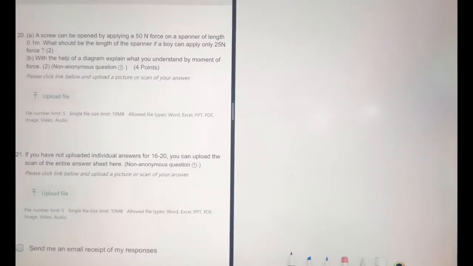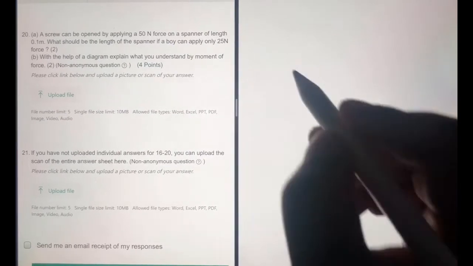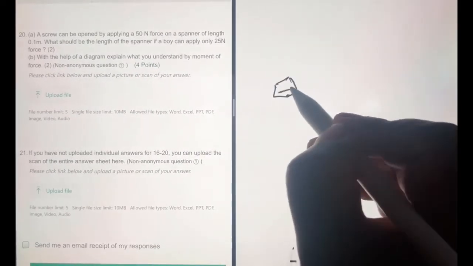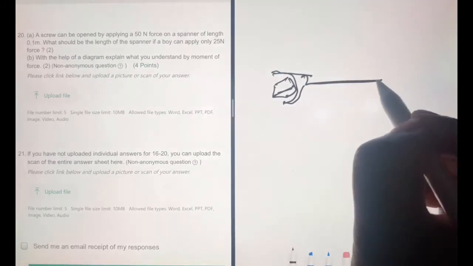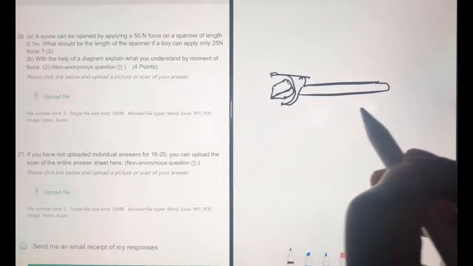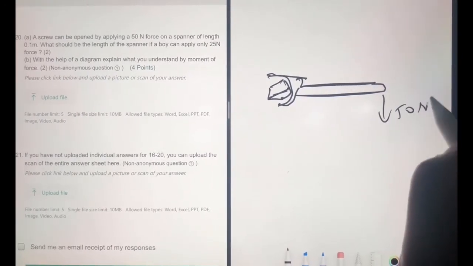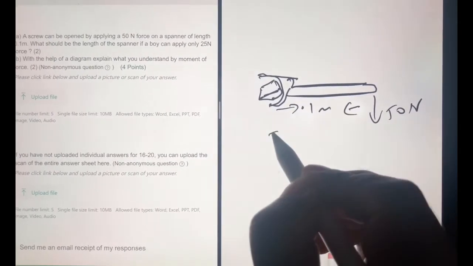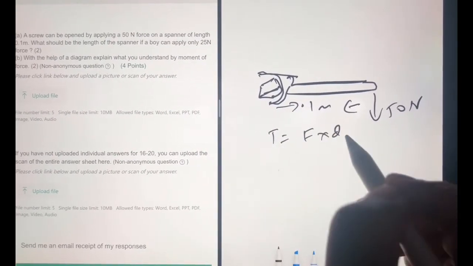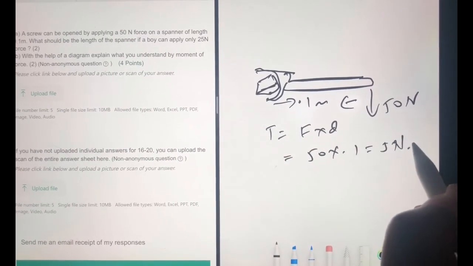A screw can be opened by applying a 50 Newton force on a spanner of length 0.1 meters. So this is your screw and say this is your spanner. So you are applying a force of 50 Newton on a spanner of length 0.1 meters. So the torque you are generating is F into D, which is 50 into 0.1, which is 5 Newton meter.